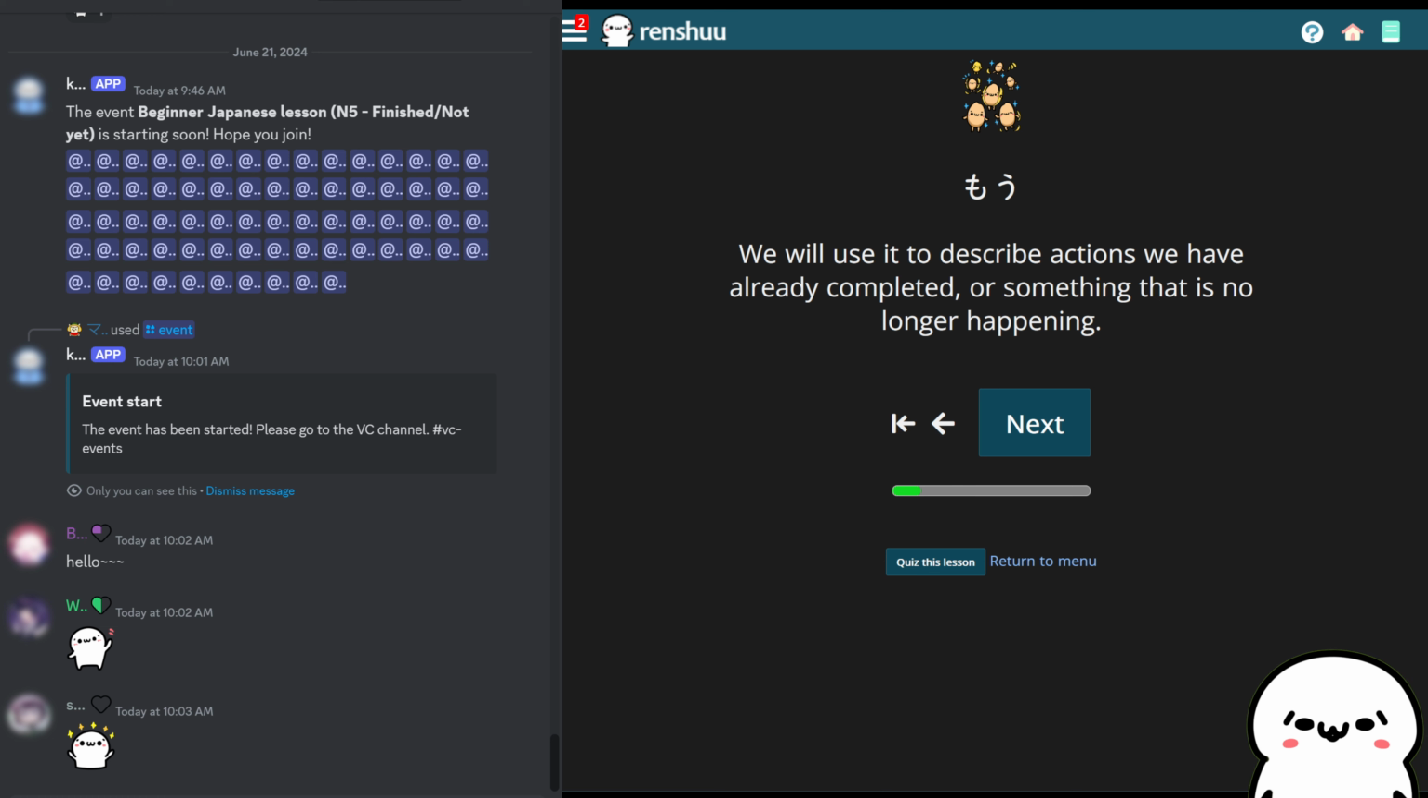That change is either you weren't doing some action and you're doing it now, or you were doing some action and you finished it, something along those lines. So mo is used to emphasize a change. And this will make much more sense as we go in and see some examples. So let's jump straight in with those.